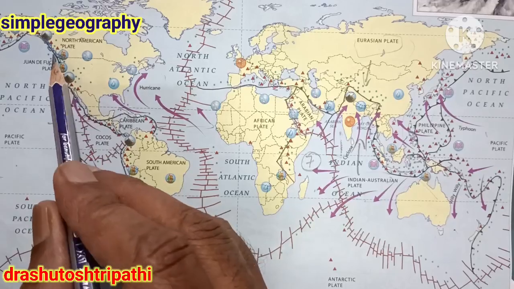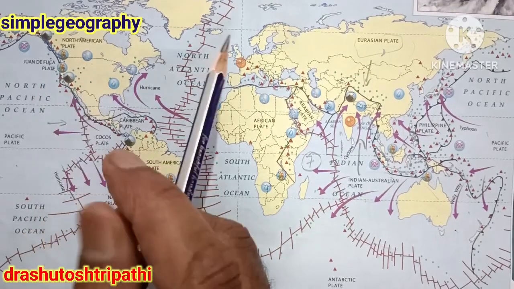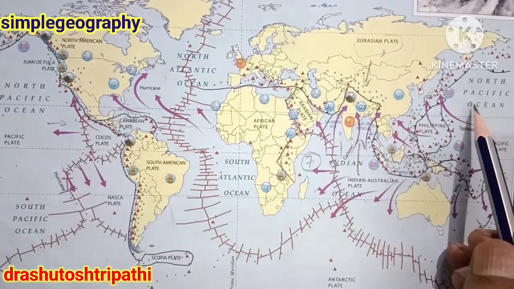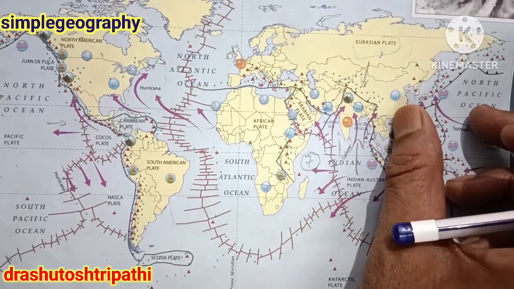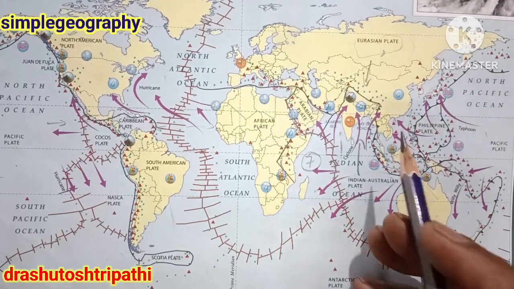Take the example of the Juan de Fuca plate and North America. When the North American plate and the Juan de Fuca plate collide with each other, there is a chance of earthquake. And the same has happened here when the Pacific plate, Philippines plate, Eurasian plate collide with each other. There is a 100% chance of earthquake.